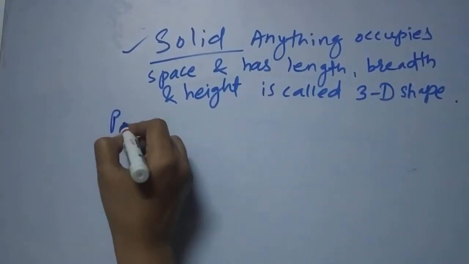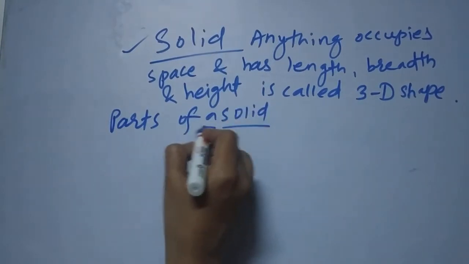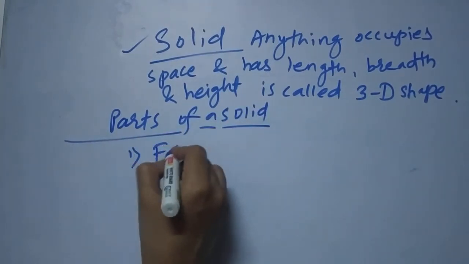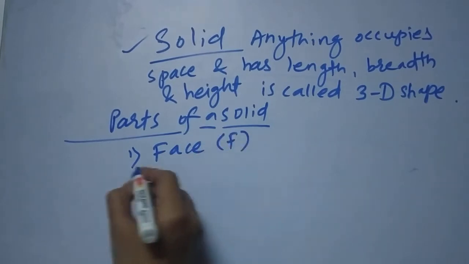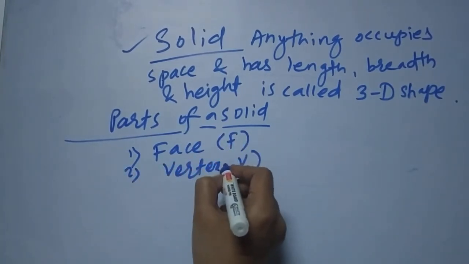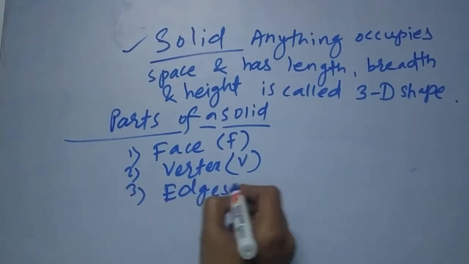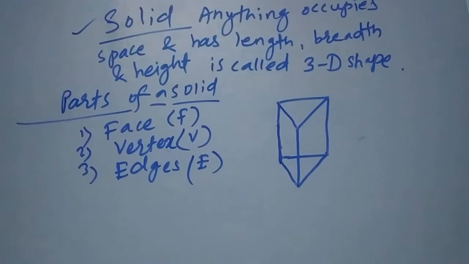Now we'll see what the parts of a solid are. So friends, parts of a solid include its face, you can have letter F for it. Its vertex, you can say vertices if there are many, and there are edges. You can have E for that letter.